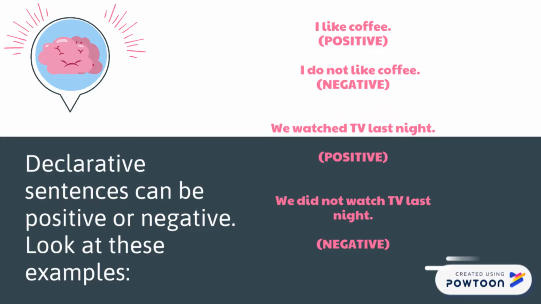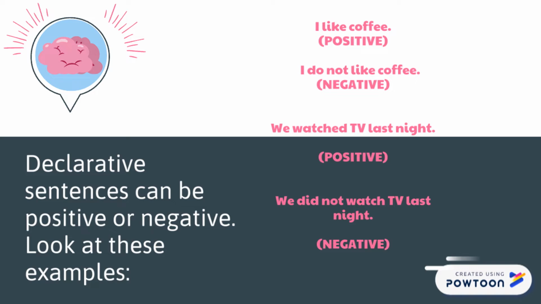I'll give you a few examples. For example, I like coffee. It's a simple sentence. It has a subject. It has a verb. What is the subject here? It is I. And what is the verb? Like. Now, declarative sentences can be of 2 types, positive and negative.